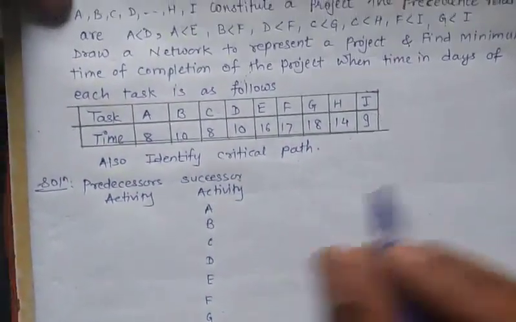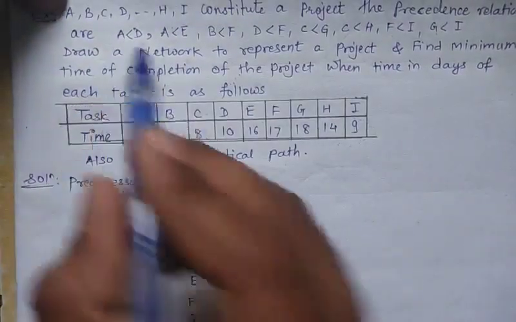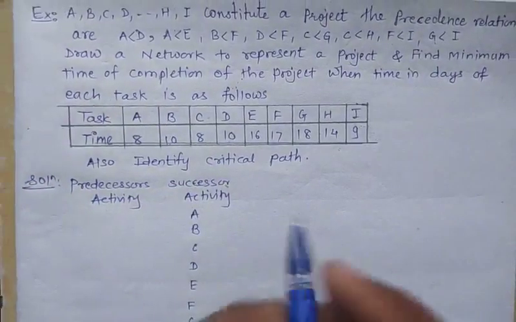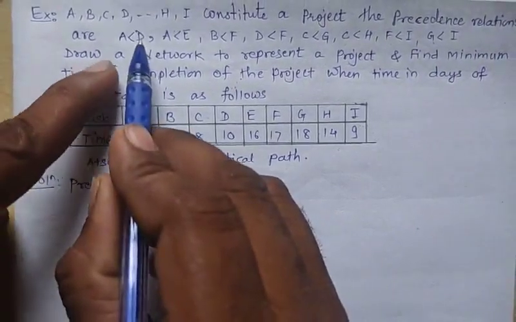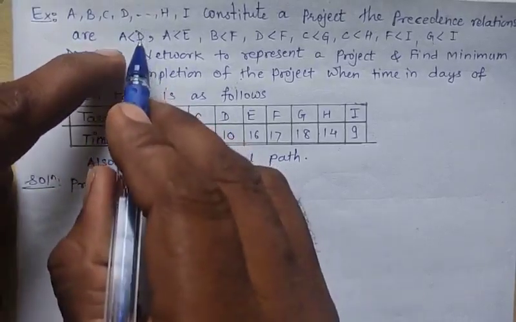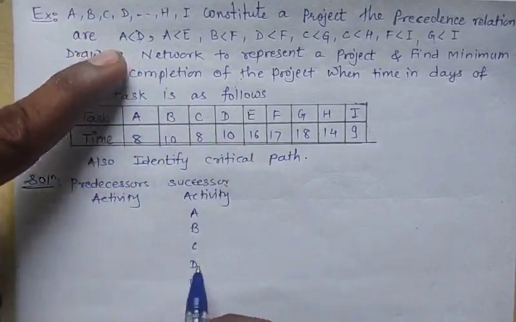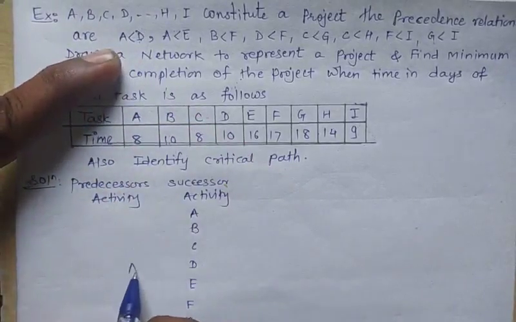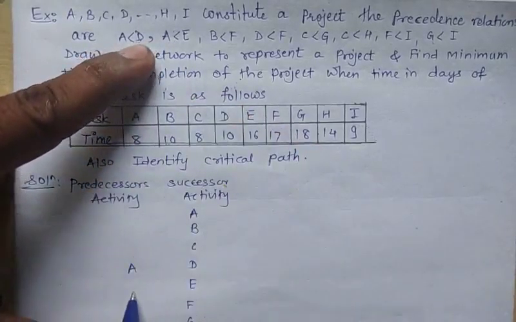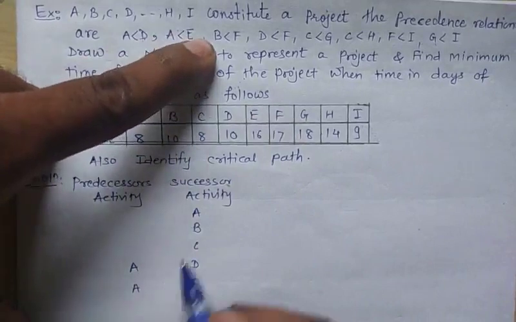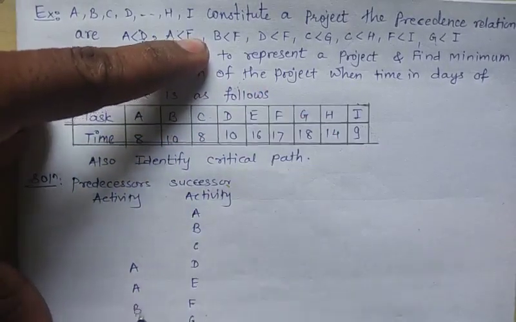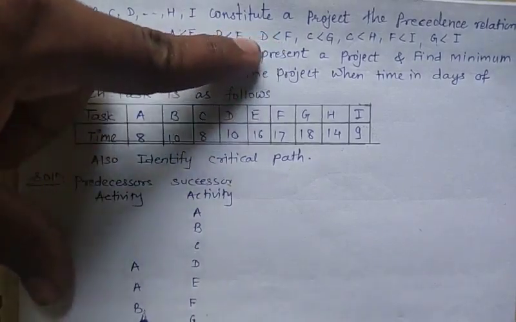Okay, so we have given A precedes D. So to start D, first A completes, then it starts D. So here previous task of D is A. Next previous of E is A. Now previous task of F is B. Next previous task of F is also D.